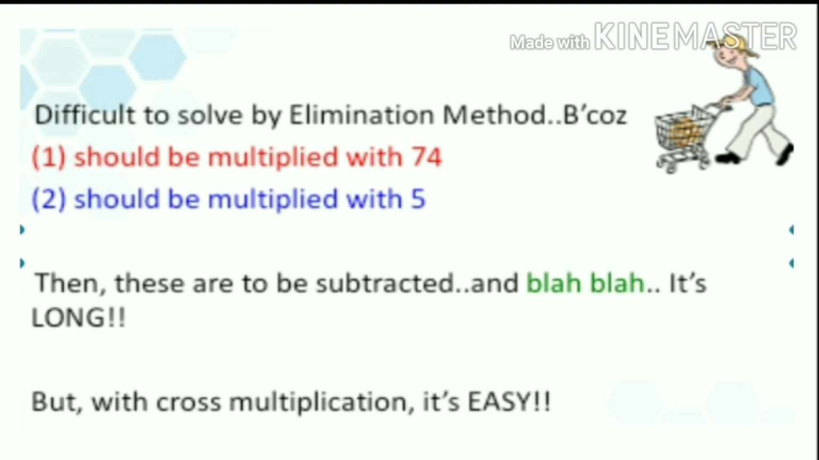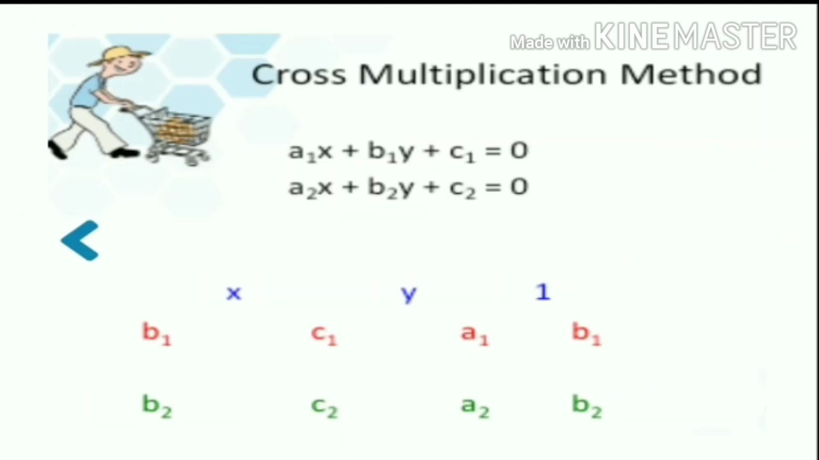See here what the cross multiplication method is and how we will solve the equations using this method. We are already familiar with the standard form of a pair of linear equations in two variables: a1x plus b1y plus c1 is equal to 0 and a2x plus b2y plus c2 is equal to 0, where a1, b1, c1 and a2, b2, c2 are integers. We can find the values of a1, b1, c1 and a2, b2, c2 from the equations.